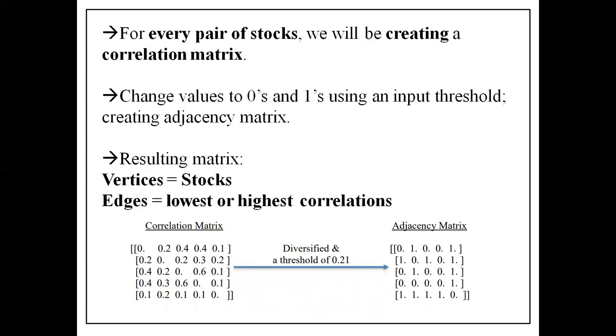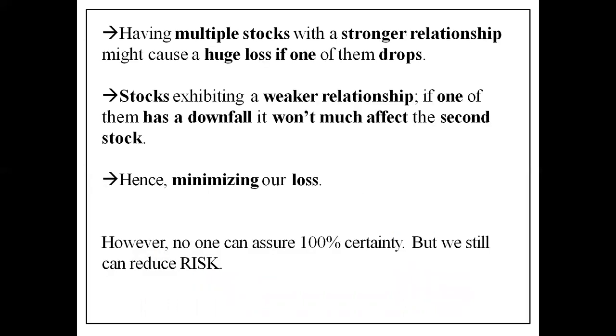It's very simple. For every pair of stocks, we will be creating a correlation matrix and changing its elements to either zeros and ones using an input threshold value. And what is the threshold value? It is nothing but the standard deviation of the data set. The resulting matrix that we obtain is an adjacency matrix in which the vertices or the zeros represent stocks and the edges or ones represent correlation.